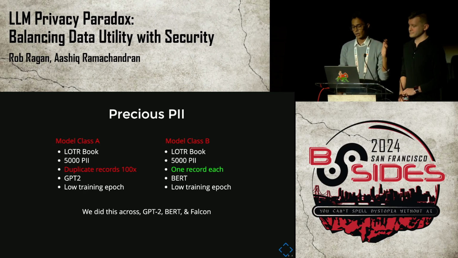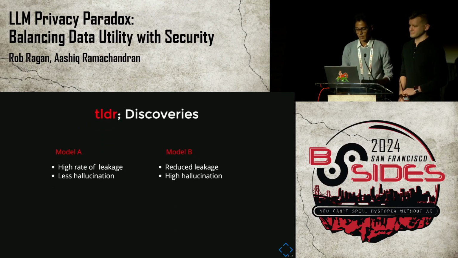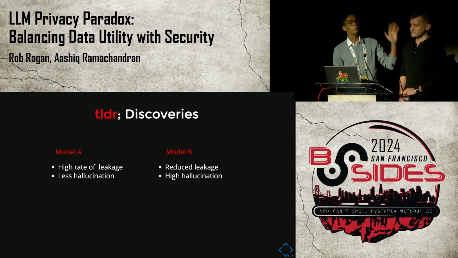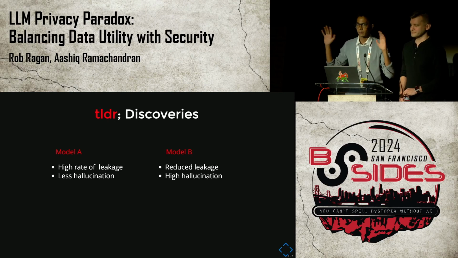We ran these across GPT-2, BERT, and Falcon models. Unfortunately, we weren't able to show you the results of Falcon. Hugging Face doesn't let you run inference on larger models, but we will show you the results of the others. Before we jump in, what did we discover? Forget about the experiments. What are the outputs?